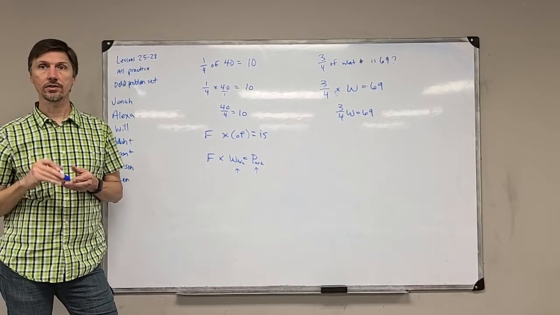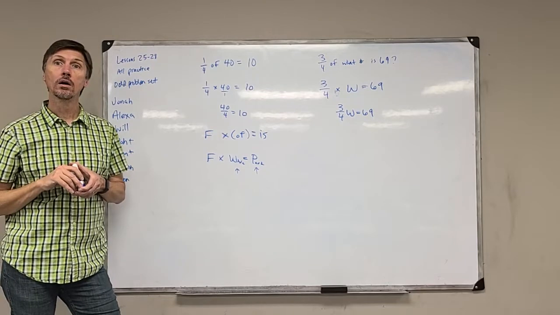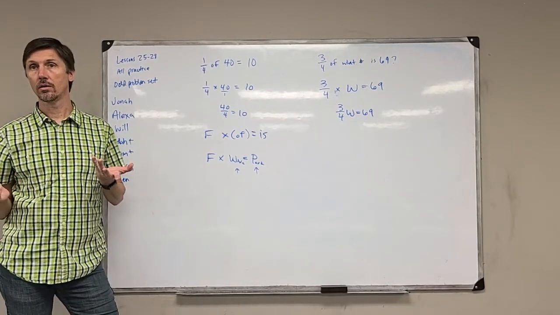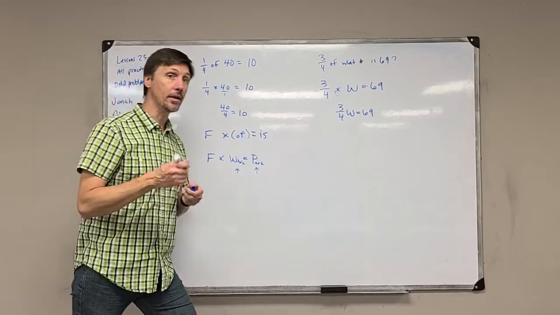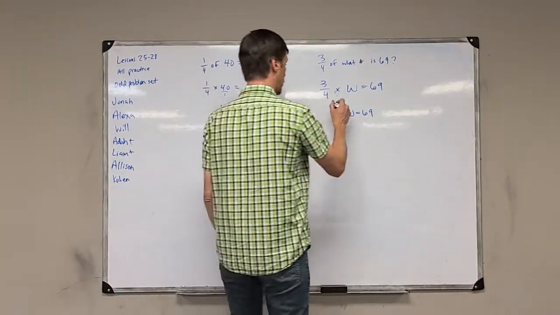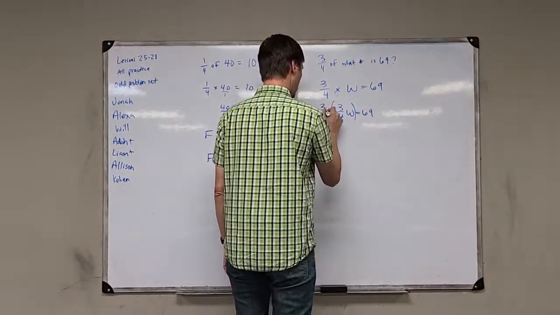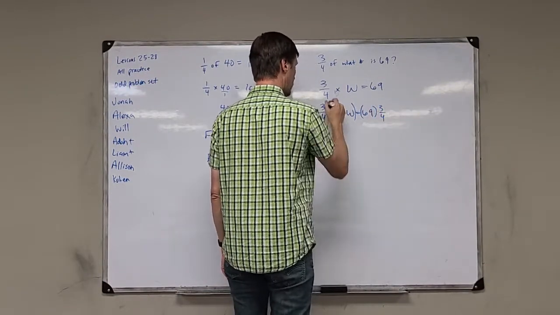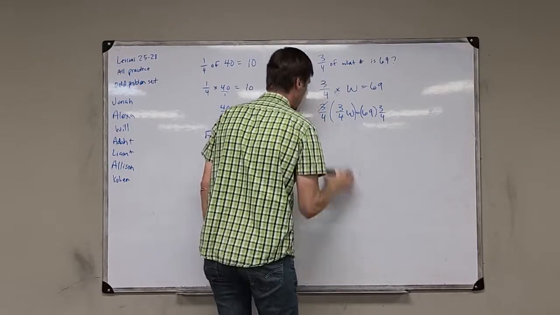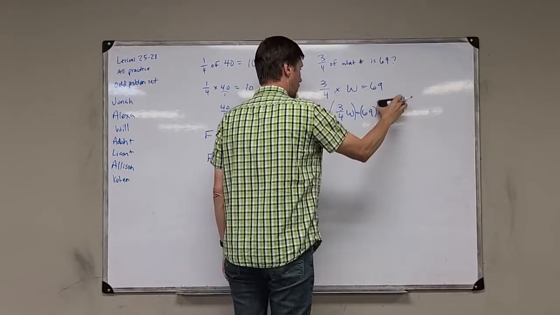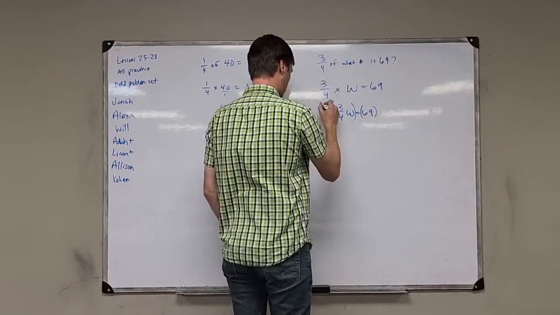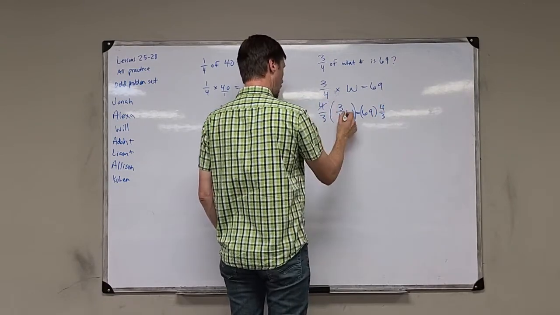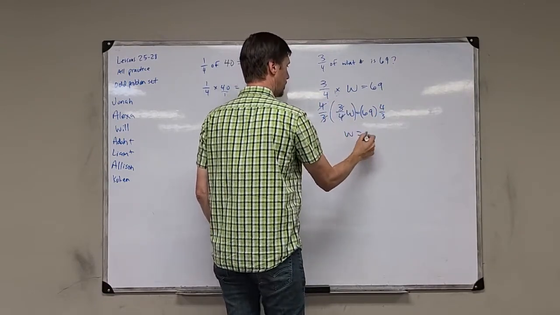How did we do that in the last section? Division. We do division, but when we divide by a fraction, that's the same as doing what? Multiplying by the reciprocal, right? So we're going to say multiply both sides by 3/4. I'm sorry, not 3/4, my bad. We said the reciprocal, 4/3. Those all cancel out. I'm left with w there.